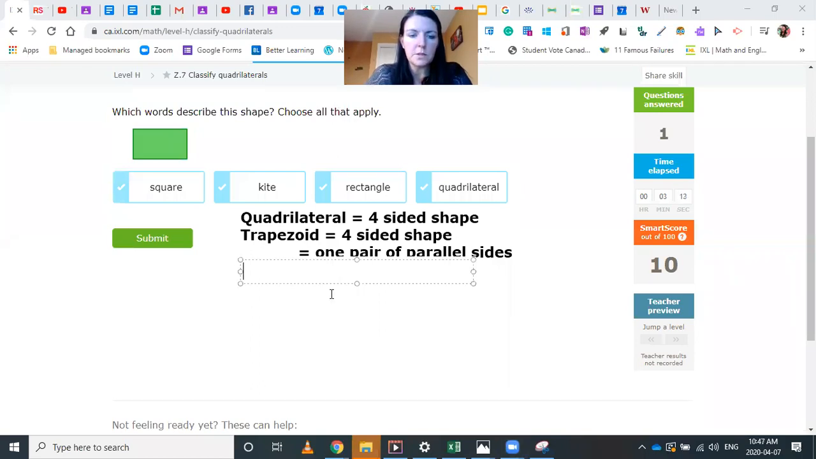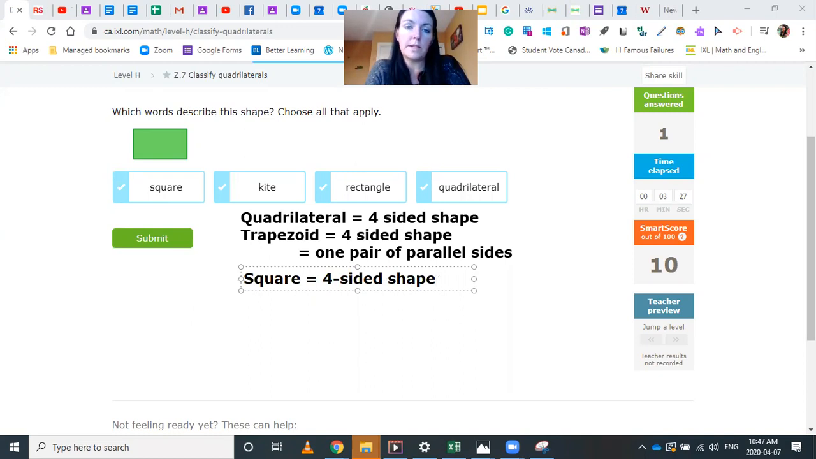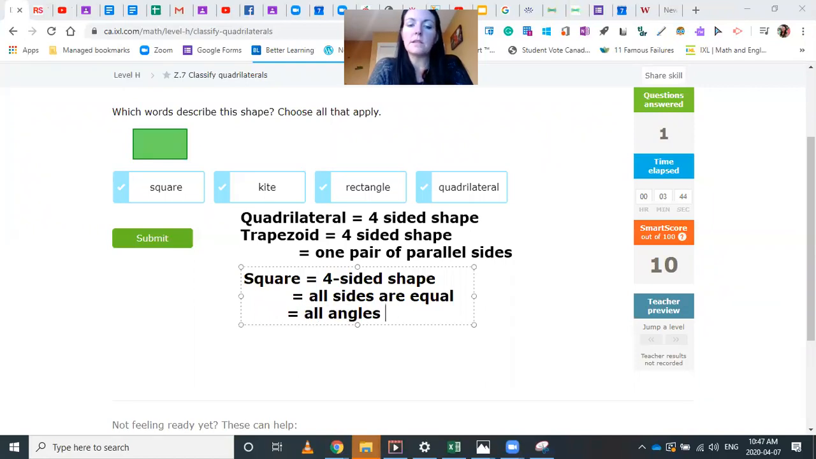What is the definition of a square? Well, a square is a four-sided shape. Therefore, a square is always a quadrilateral, right? What else is about a square? A square also has all sides equal in length, right? Another thing about a square is that all angles are at 90 degrees. They're all right angles, right?